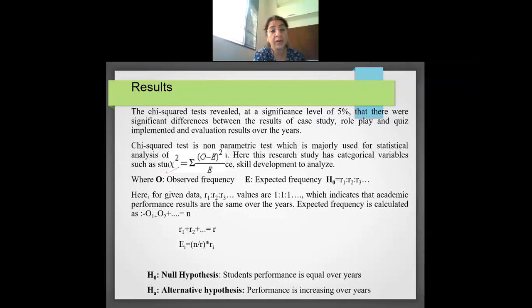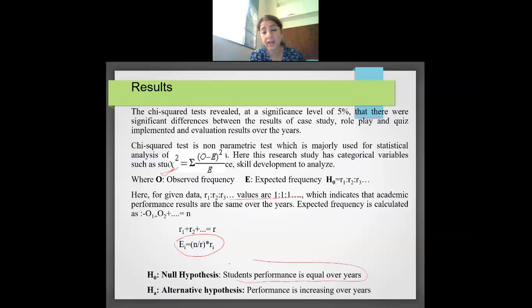Now the chi-square test which I discussed was done as a non-parametric test, but the chi-square test is applicable for checking distributions also. So we used that chi-square test for one-way classification. We calculated the E values and O values, and we formed the null hypothesis, that student performance is equal in all years.